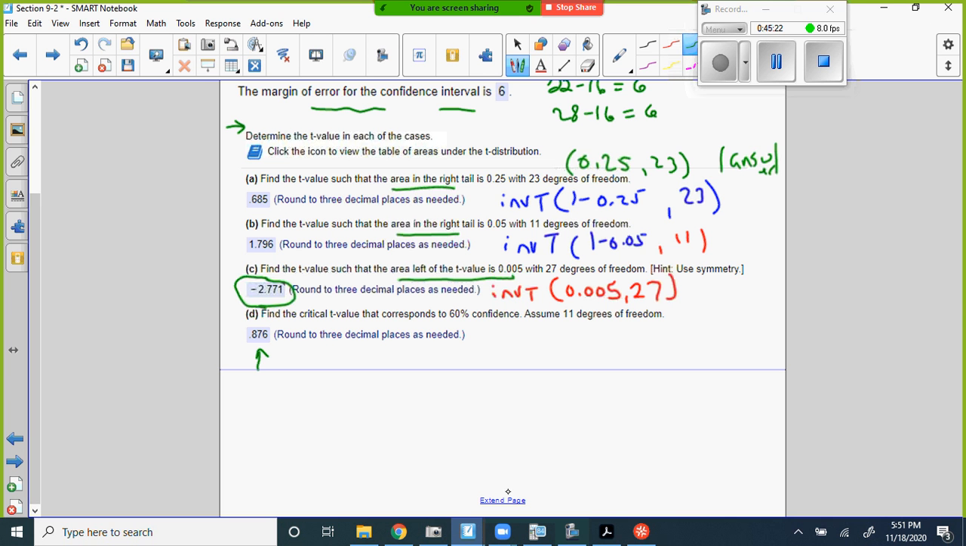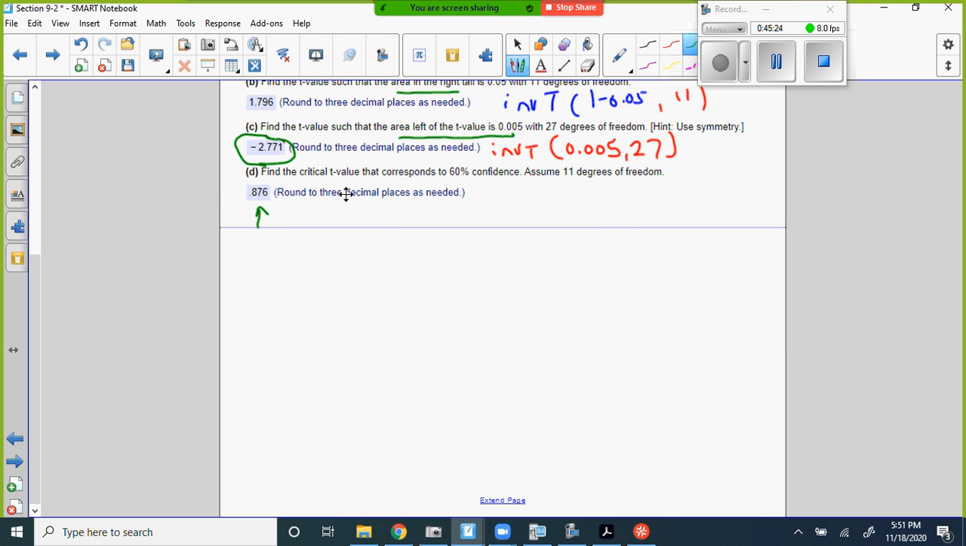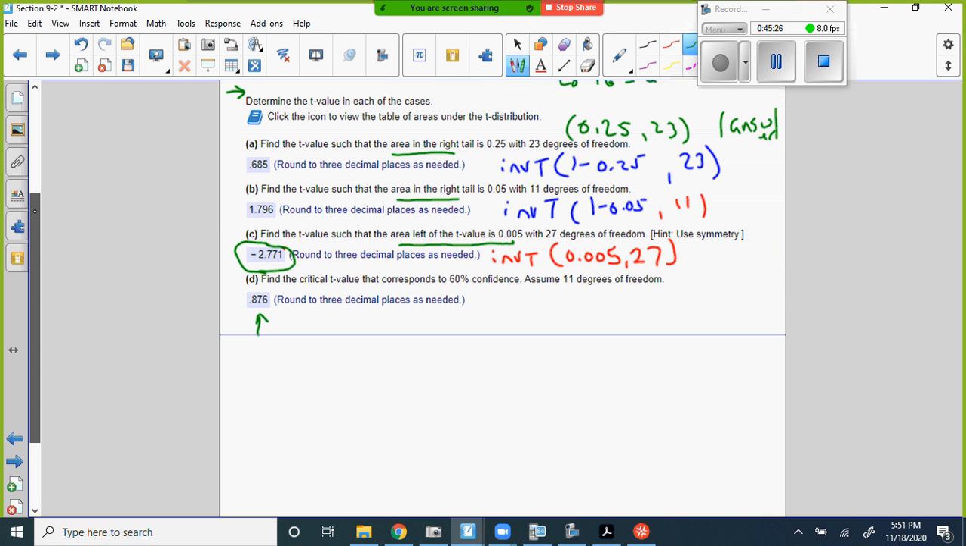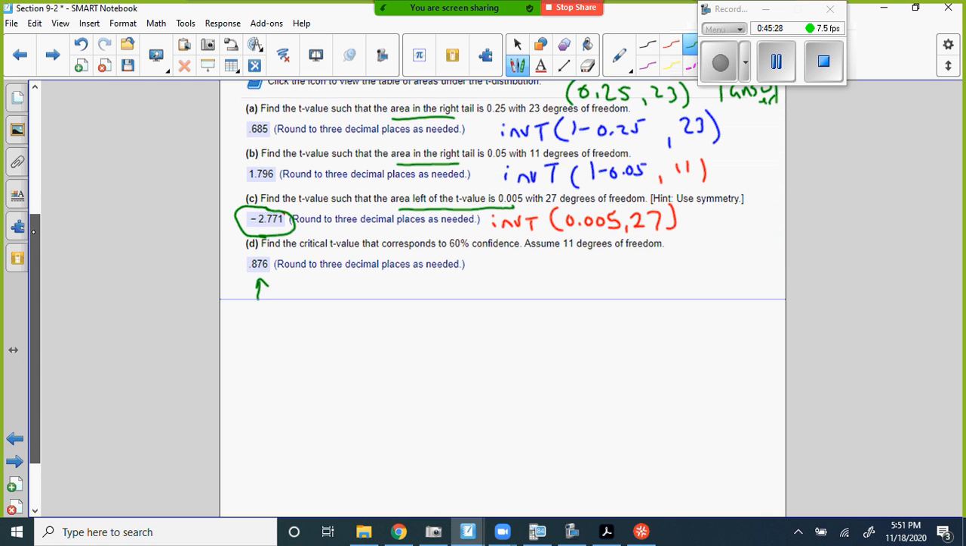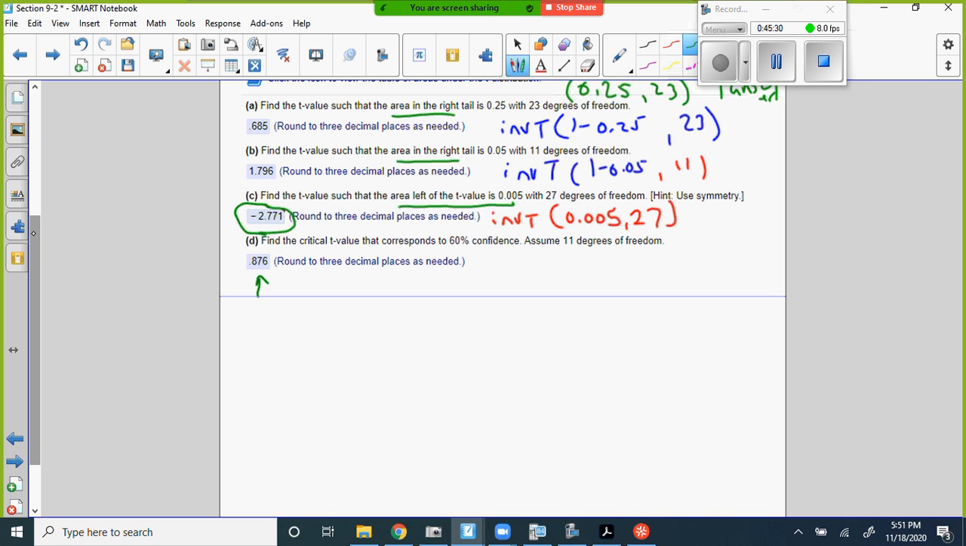All right, so I want to look at this one. Did everybody get those? They're basic calculations, right? It's kind of like when we did the inverse norm. We had the area underneath with a 0 mean and standard deviation of 1, and it would give us the z-score, right? And hopefully you've made a table of your confidence intervals for that for one proportion, so you can grab them real quick. You won't have to calculate them. But I want to look at this part D.